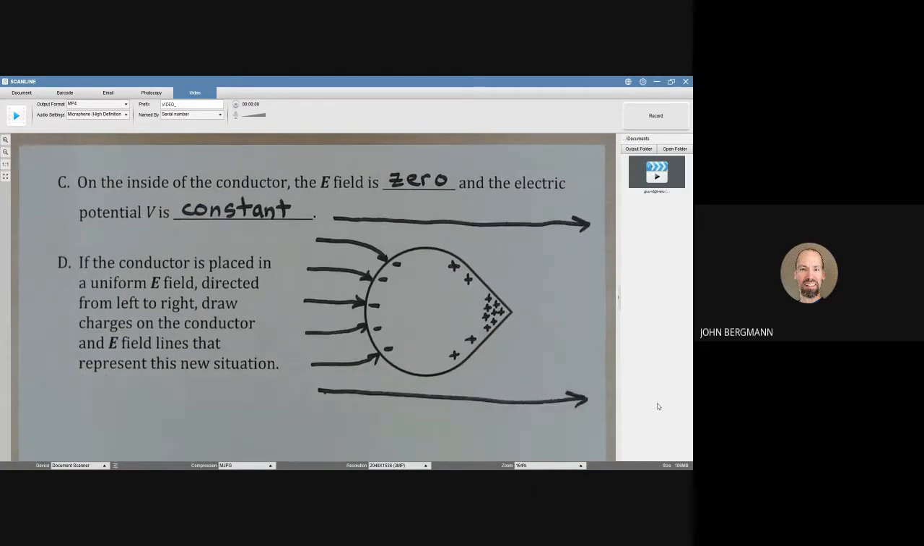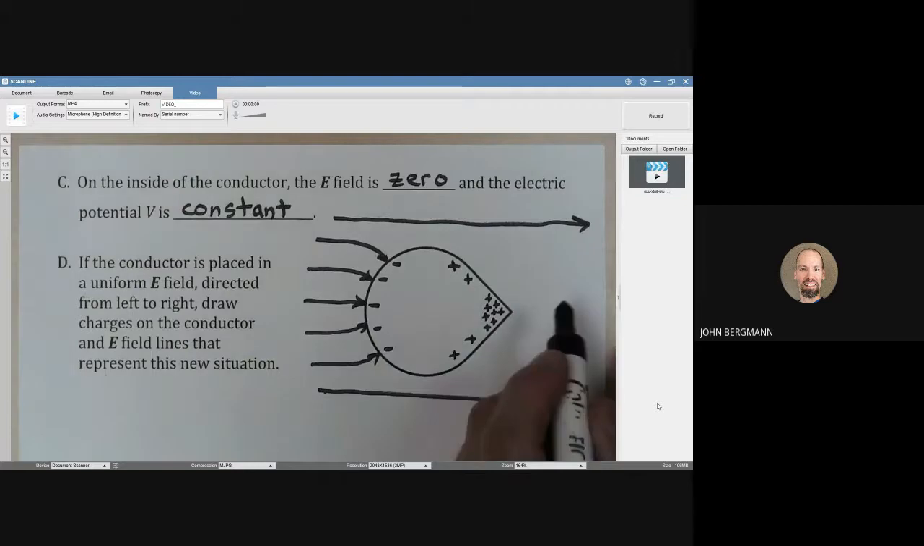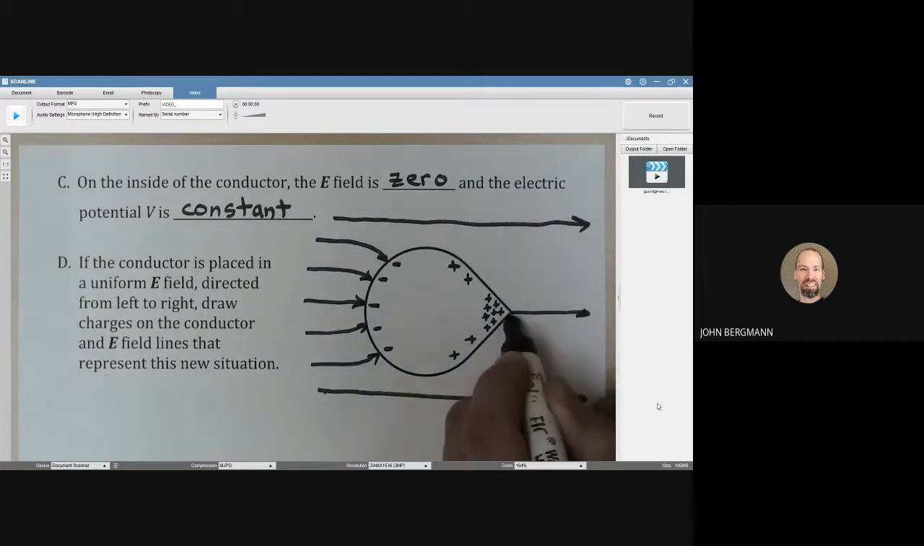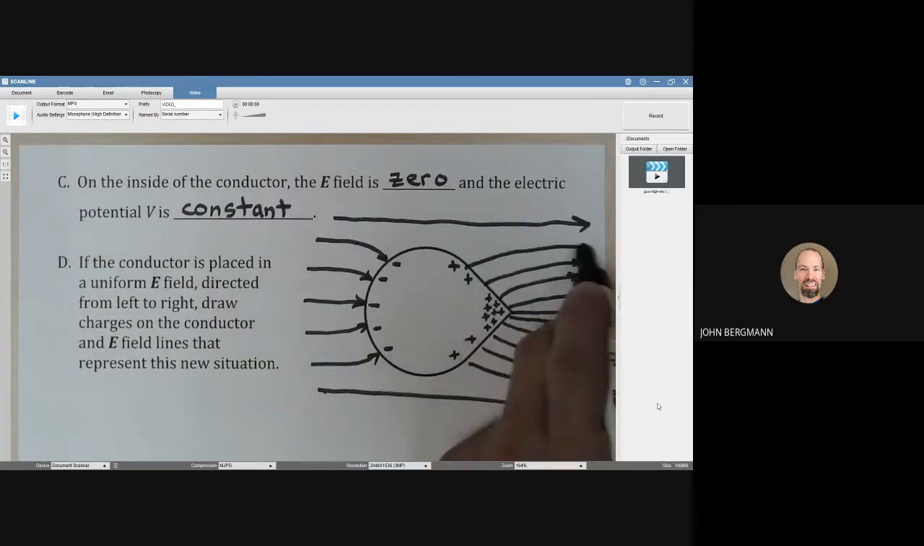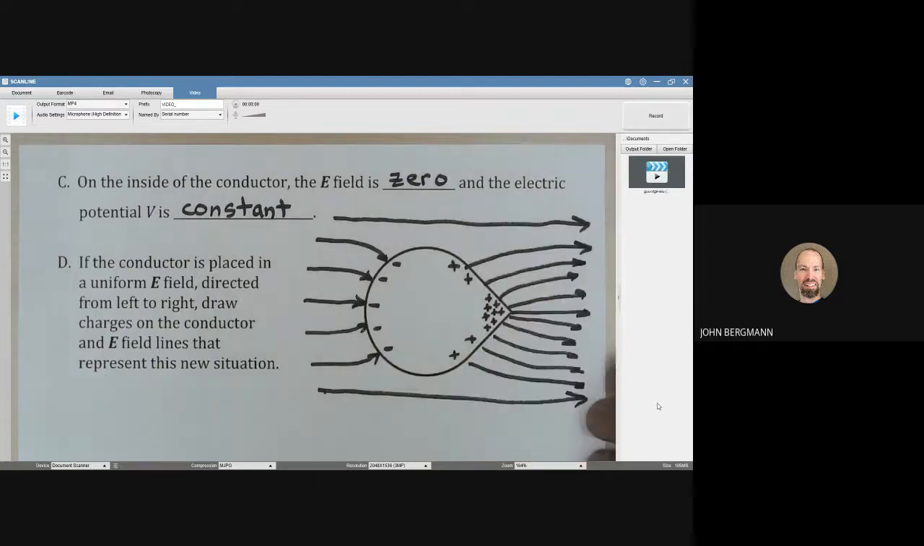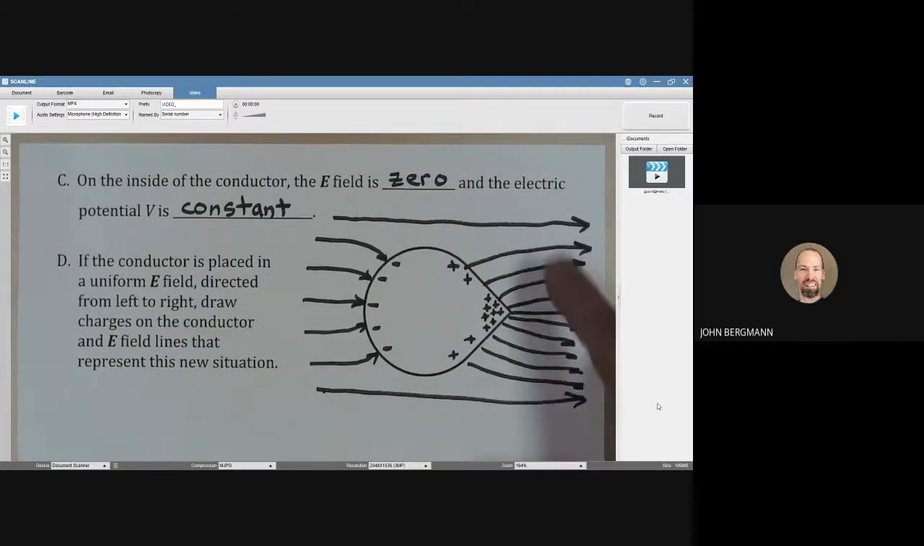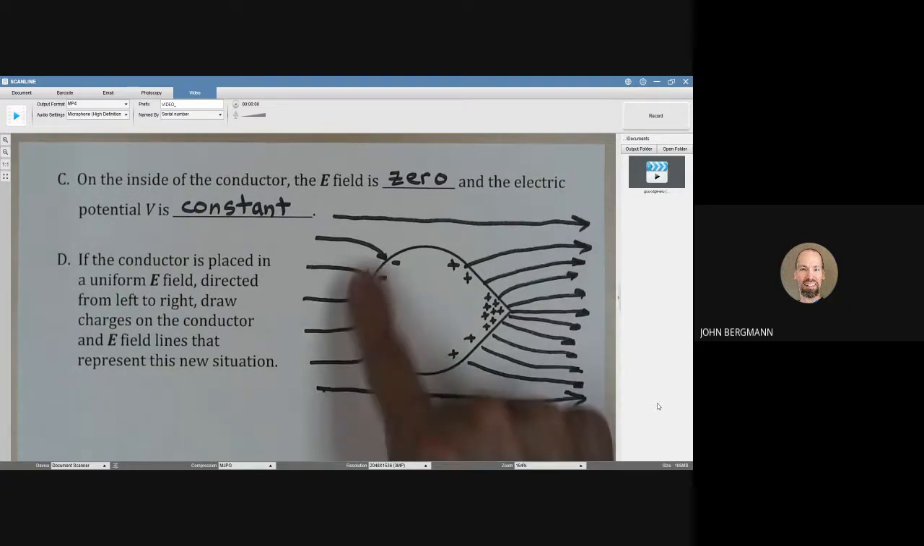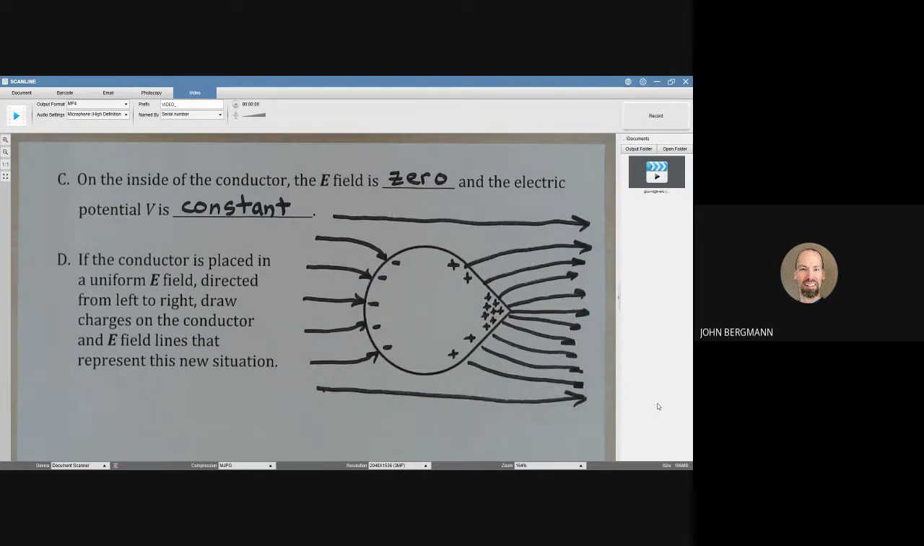And so what that means is we're going to have electric field lines that are going to go away from this, something like that. There are going to be more field lines that are going away from this than there are field lines that are terminating on it, because it has a net positive charge.